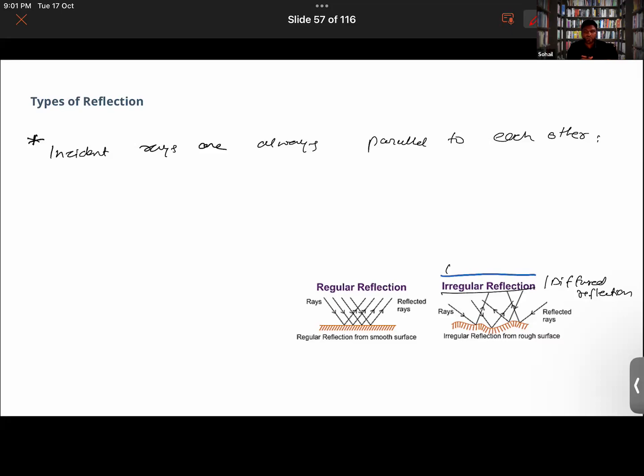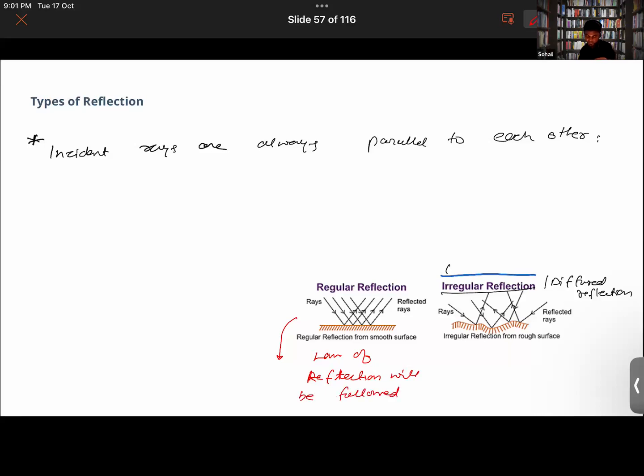Okay, the surface is different. That is correct, but we need to define it in terms of reflection only: how reflection is influenced by the irregularities in the surface. For example, if the surface is regular, smooth, and shiny, then the manner in which the light rays come and get reflected follows the laws of reflection, isn't it, guys?